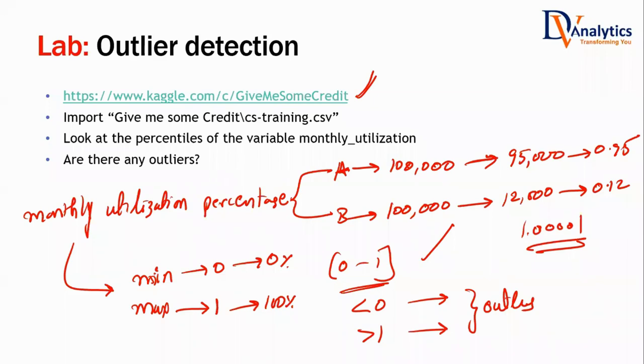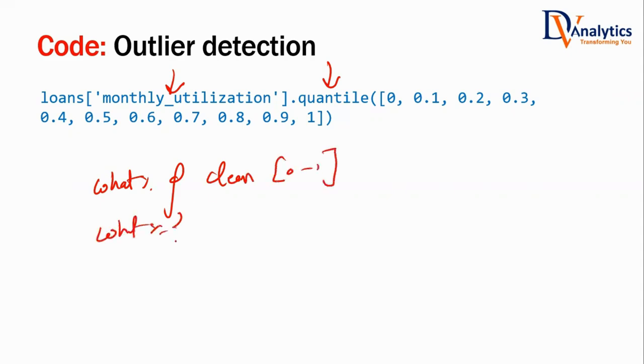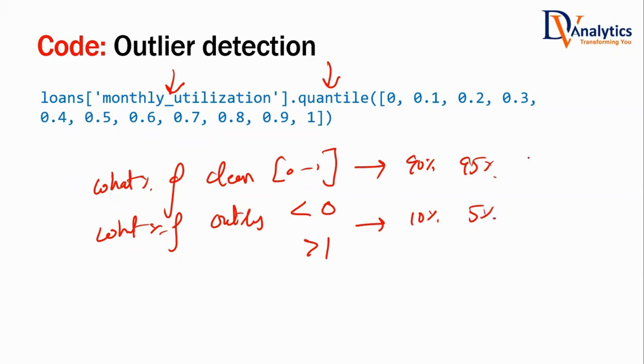So what I want you to do right now is import that credit risk data, take this monthly utilization, look at the quantiles and tell me what percent of the data is clean. Clean means 0 to 1. What percent of the data is outlier? Two types: less than 0, greater than 1. Is it like 90% versus 10%? Is it like 95% versus 5%? Is it like 93% versus 7%? Tell me what is the right answer. Go ahead, do everything on your own. You should be able to do that now.